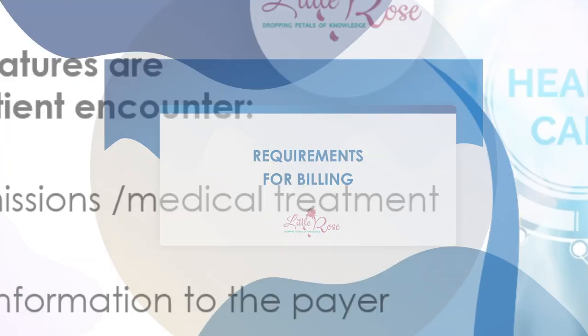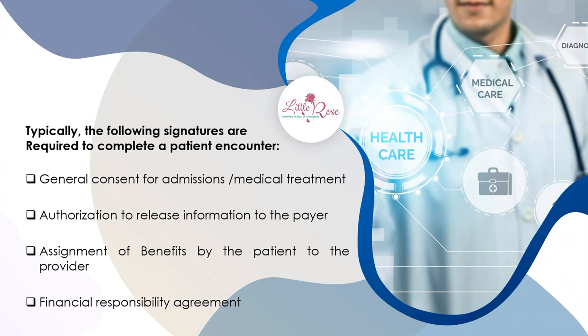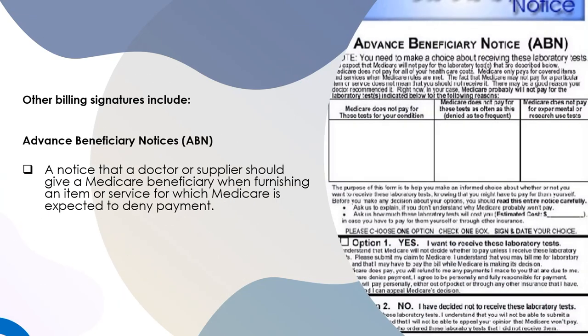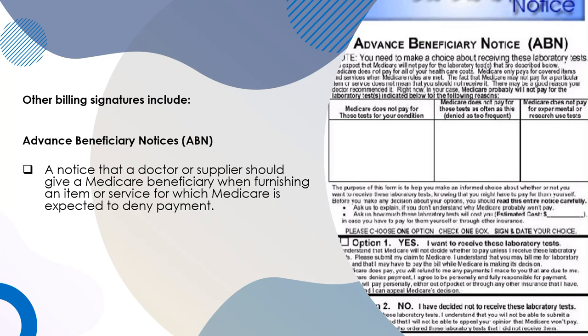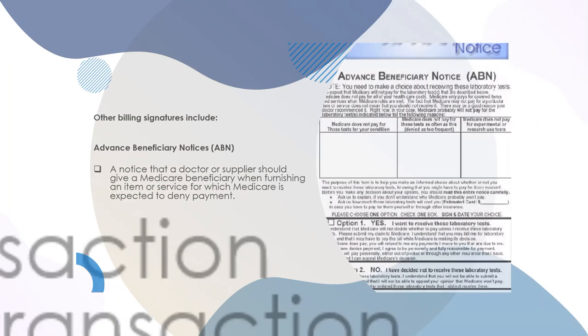Requirements for billing. Typically, the following signatures are required to complete a patient encounter: general consent for admissions or medical treatment, authorization to release information to the payer, assignment of benefits by the patient to the provider, and financial responsibility agreement. Advance beneficiary notices, ABNs, are a notice that the doctor or supplier should give a Medicare beneficiary when furnishing an item or service for which Medicare is expected to deny payment.